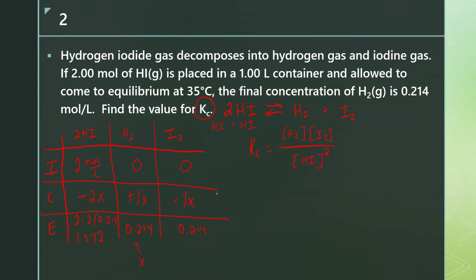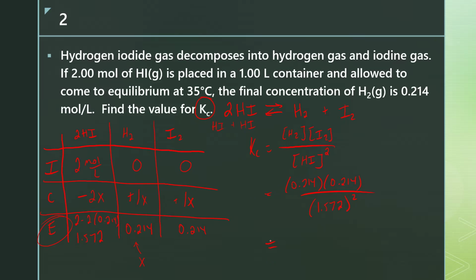Anyway, to find the Kc value, we need to use only our equilibrium numbers here. So let's throw those in here. We know H2 is 0.214. We know I2 is also 0.214. And we know HI is 1.572, but we have to square that number.